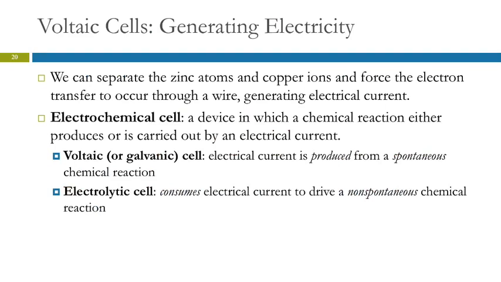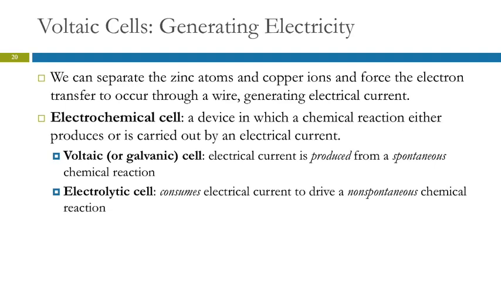If we separate the zinc atoms and the copper ions, electrons can still move, but we can force them to go through a wire instead of just going directly. And so we can use that chemical reaction to generate electric current. So we do this in an electrochemical cell. This is a device in which a chemical reaction is occurring, and it's either that the chemical reaction is spontaneous and is producing electric current, or the reaction is non-spontaneous and we are using electric current to cause the reaction to happen. You can do it either way.